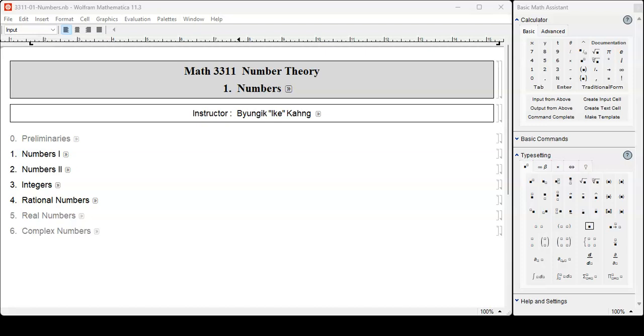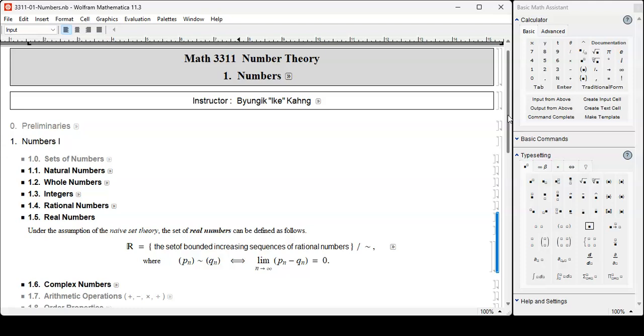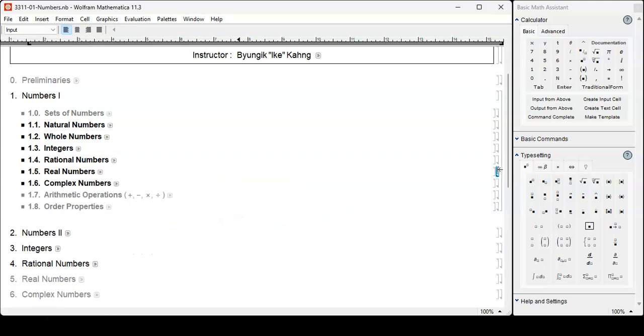Hello students, welcome back. We constructed up to real numbers, and that was this equivalence relation. Alright, now let's go to complex numbers.